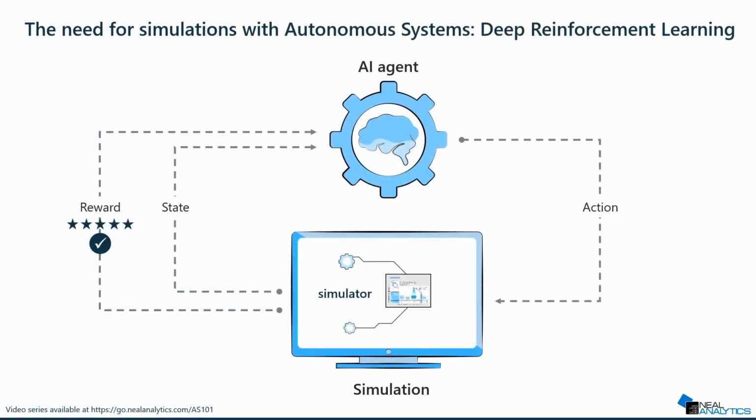Autonomous systems use the concept of deep reinforcement learning to train their AI agents. Deep reinforcement learning uses trial and error and the concept of a reward function to tell the neural network whether an action was appropriate or not. Because of this, the agent needs to train on a simulator, as using a real-life system is clearly not an option.